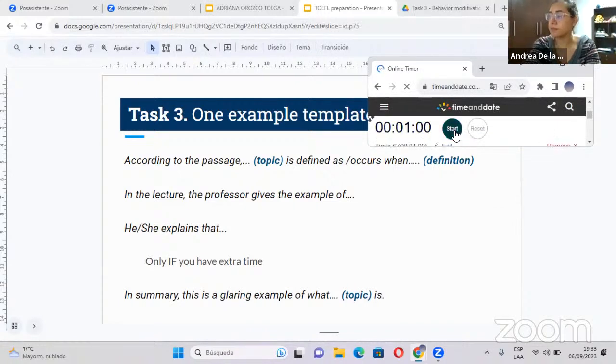Okay, this is 1 minute. According to the passage, behavior modification occurs when people change their behavior based on experience. In the lecture, the professor gives the example of kids in the classroom. He explains that initially, kids, when they are new, they don't know the rules of the classroom. As a result, they may start misbehaving. Therefore, the professor or the teacher usually gets angry and punishes the student.